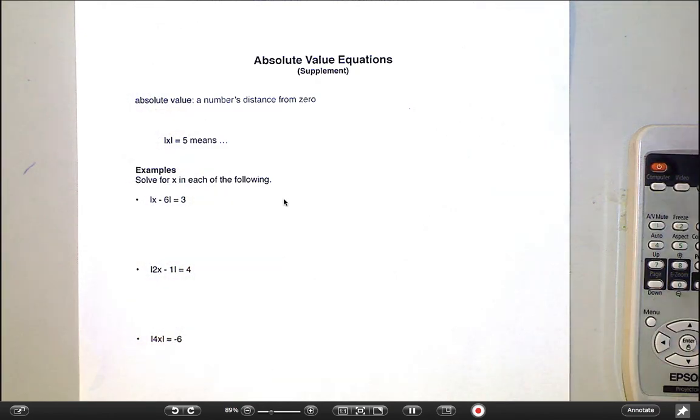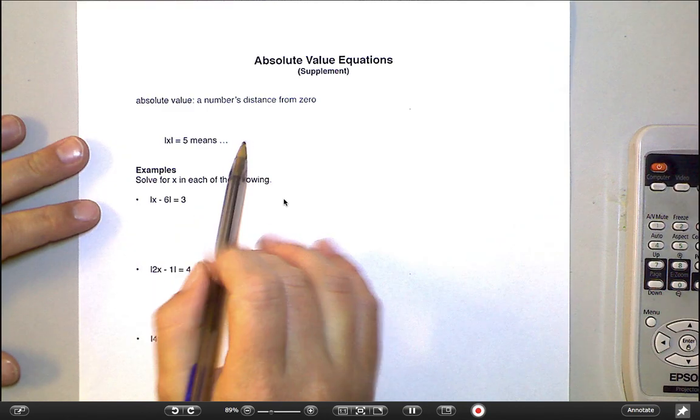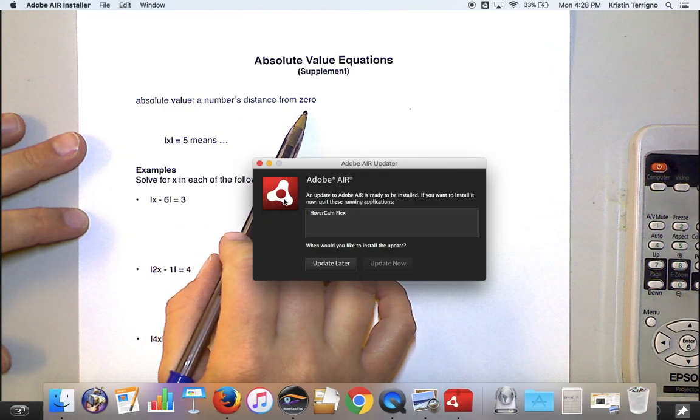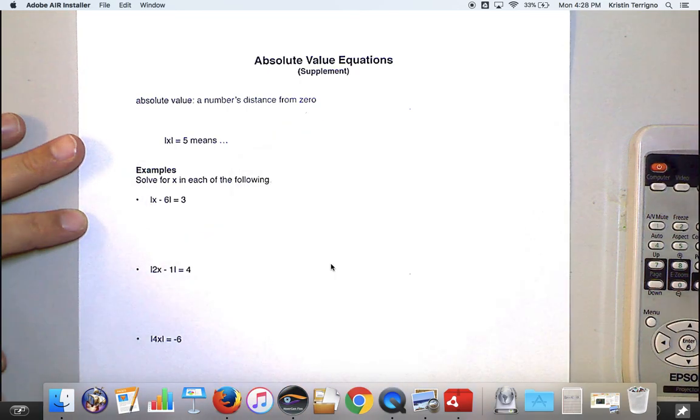Hi everyone. So today we're talking about solving equations that involve absolute value. So kind of a throwback to what we talked about with absolute value before. The first thing on here is the definition of absolute value, which we've actually already talked about. Absolute value is always a number's distance from zero.